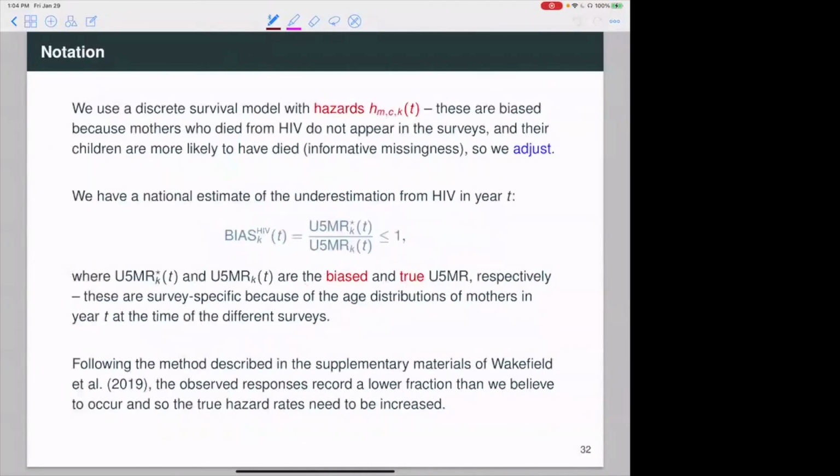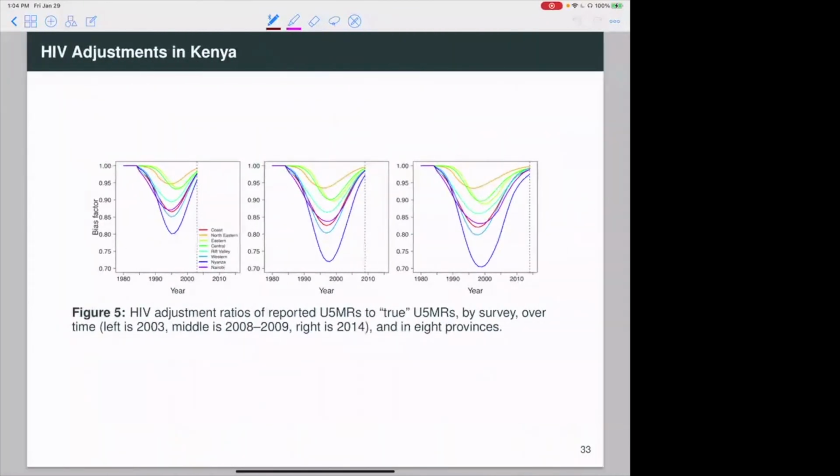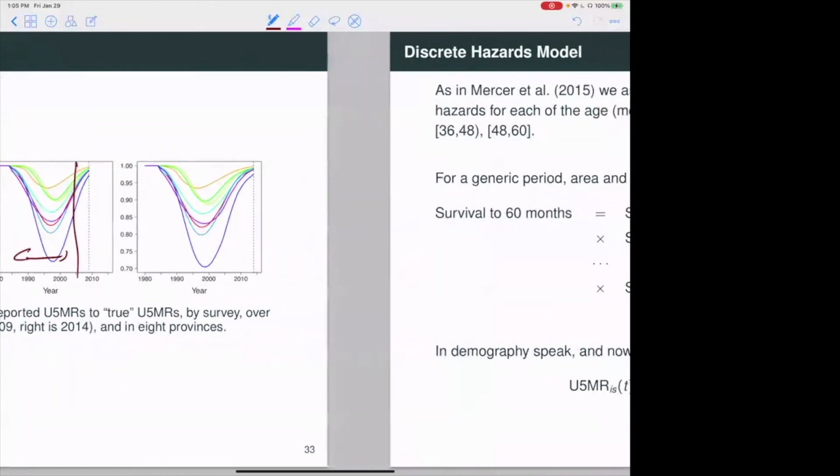I won't talk about the details here, but in the 90s in particular, there was a huge bias because mothers who died from HIV obviously wouldn't appear in the surveys, and their children had a much higher chance of dying, for all sorts of reasons, the obvious one being they were infected with HIV, but also losing a mother. So basically we've got very highly informative missingness. These are for Kenya, the adjustments we had to make. Roughly speaking, we have to bump up all our estimates by quite a lot. The worst problem is in the 90s. And then when treatment started coming in, in the early noughties, this became less of a problem. So these are the adjustments we need to make for the 3 different surveys. Again, I could talk about that more, but I won't go into it now because it's quite involved.